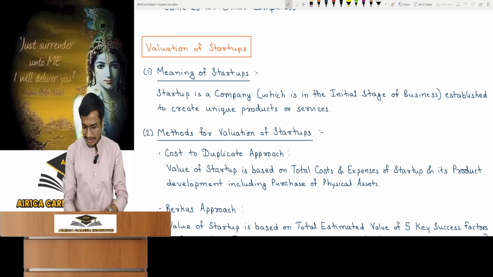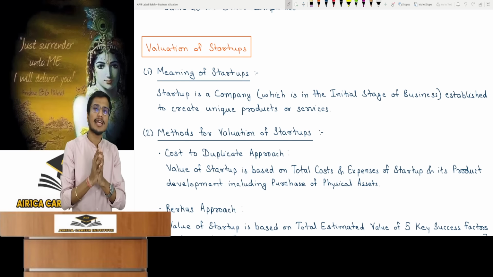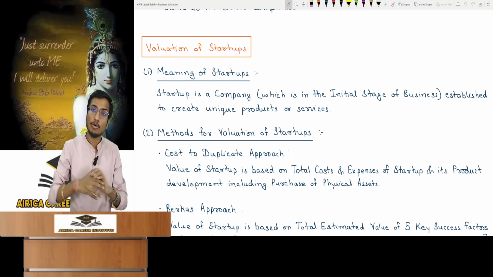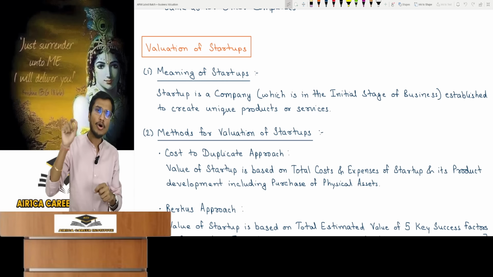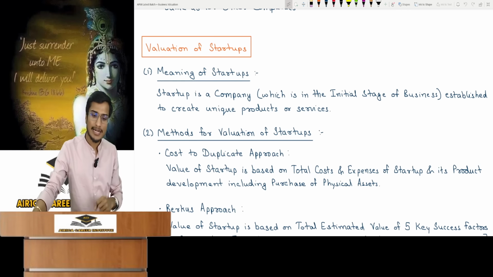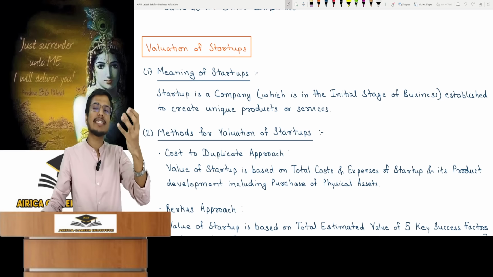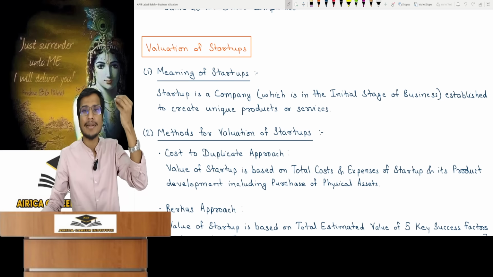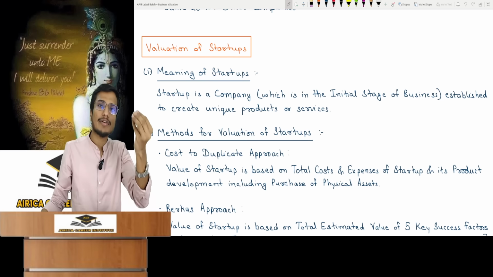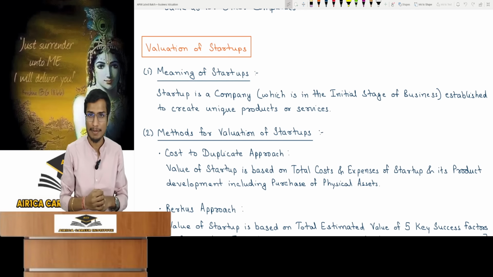How to do valuation of a startup? See, what is a startup? A startup is a company that is in the initial stage of its business. They have just started their business. There hasn't been much growth yet, but there is potential for growth. Moreover, startups are established to provide unique products and services to their clients, solving their problems with new products. The business is in its initial stage, and then you call it a startup company.